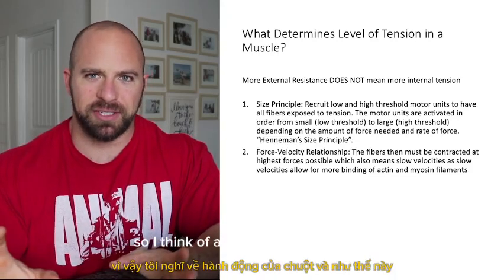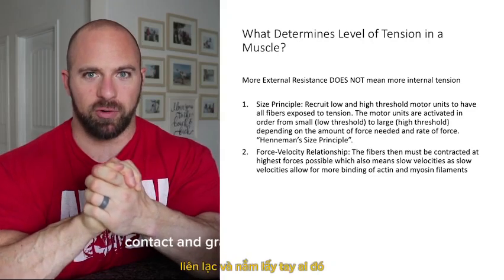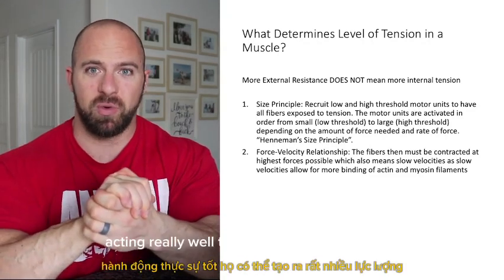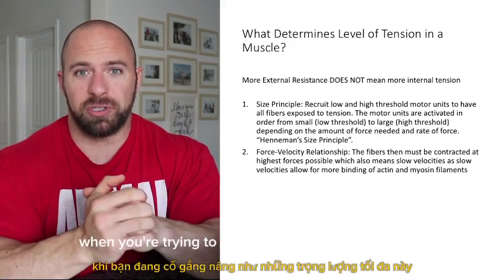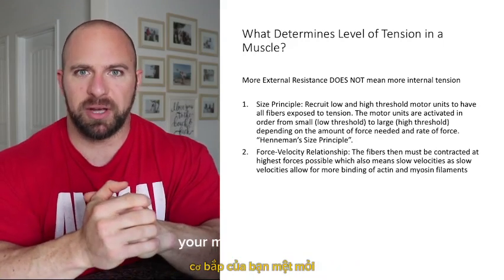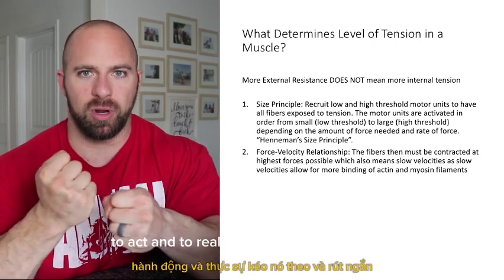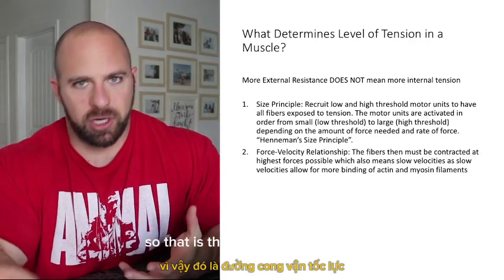So I think of actin and myosin like this. If you're moving slow, you can get really good contact and grab onto someone's hand. And if the myosin heads are grabbing onto actin really well, they can make a lot of force. And so that's what needs to happen when you're trying to lift these maximum weights and your muscle is fatiguing. It has to use everything to grab onto actin to really pull it along and shorten. So that is the force velocity curve.